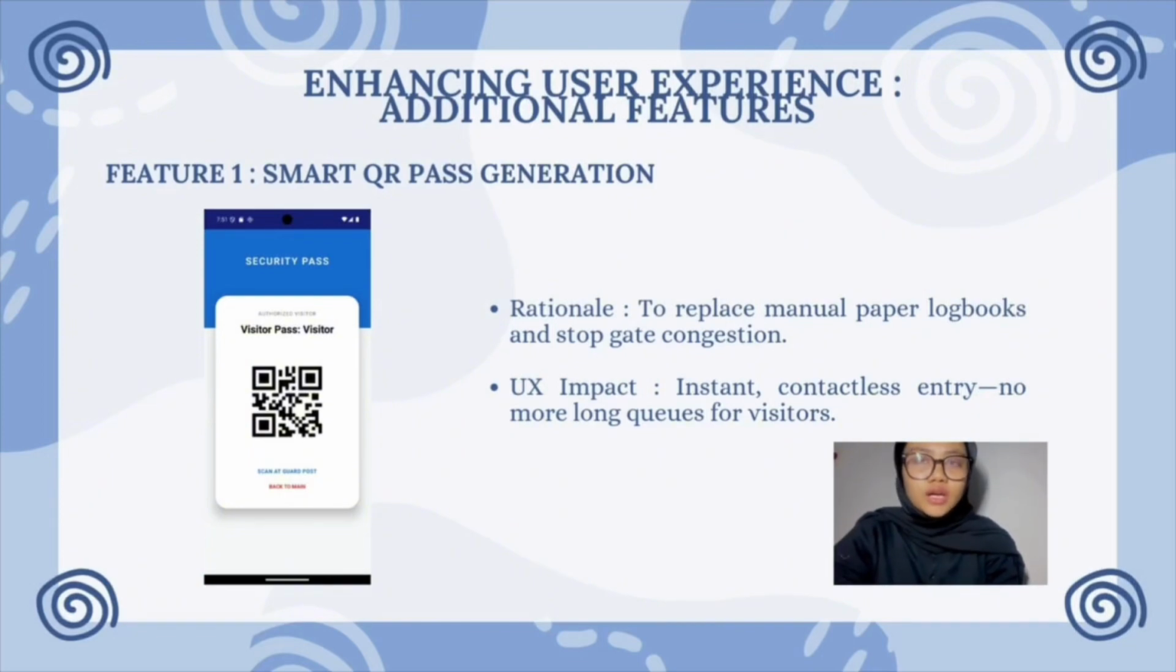Okay, starting with our core additional features. First, as shown in feature 1, we have the smart QR pass generation. The rationale is to replace slow manual logbooks. By automating this, visitors get a contactless entry, which significantly reduces gate congestion.